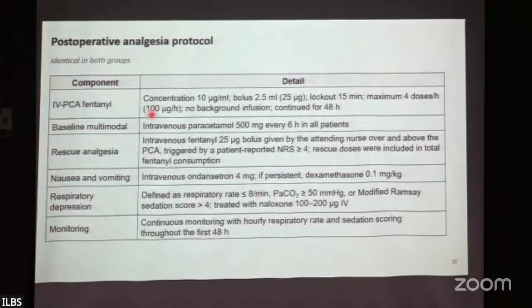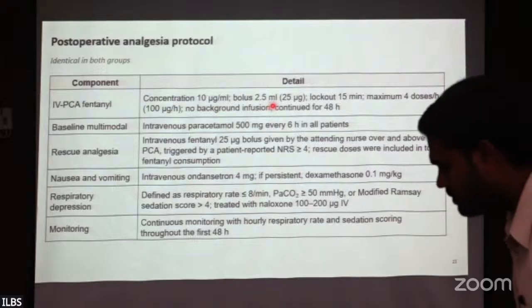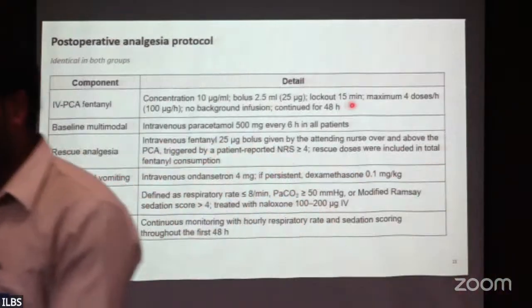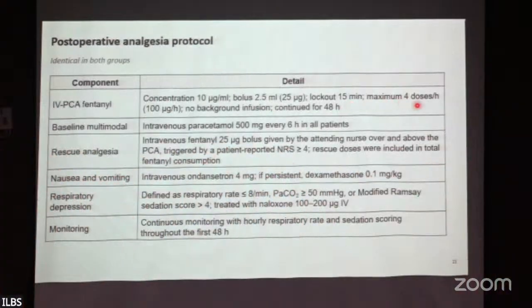Coming to the postoperative analgesia protocol, all donors received the same postoperative analgesia protocol. It was standardized for all donors. All the donors were started with IV patient-controlled analgesia using the drug fentanyl at a concentration of 10 mics per ml with a bolus of 2.5 ml per dose, lockout of 15 minutes, maximum doses set at 4 doses per hour, and no background infusion. The IV PCA was continued for 48 hours in the postoperative period.